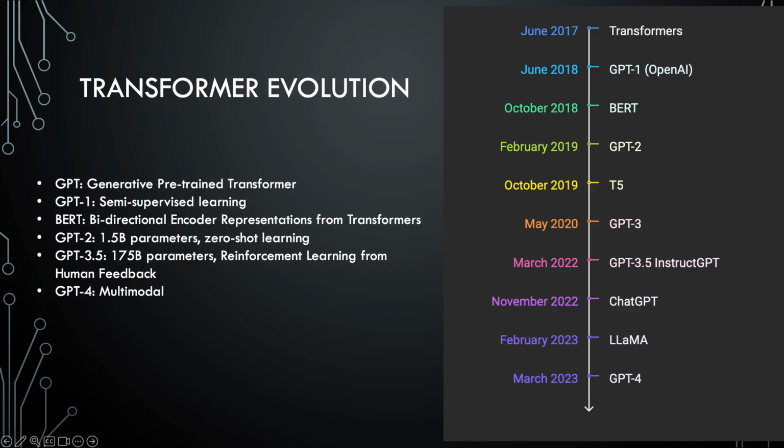The jump to GPT-3 and 3.5 was dramatic in terms of scale. While GPT-2 had 1.5 billion parameters, GPT-3 expanded to 175 billion parameters. This scale difference enabled several new capabilities: the ability to store and recall huge amounts of information, generate more coherent responses, and demonstrate better generalization across a range of tasks.